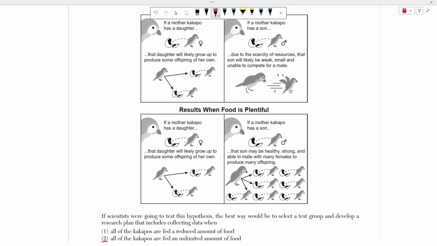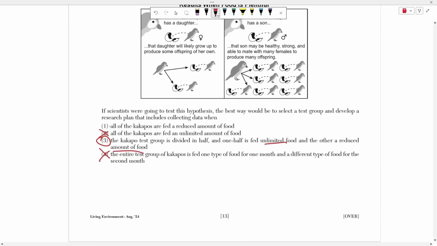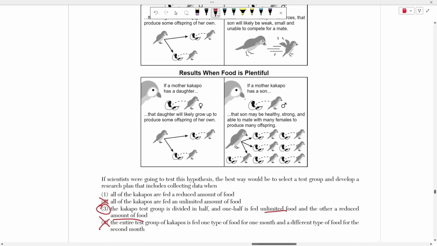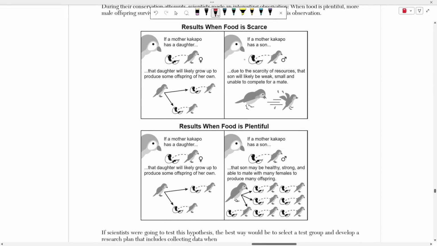And I want to draw conclusions from this. For the entire test group of the kakapos is fed one type of food for a month and a different type of food for the second month. It's not about the type of food, it's about the amount of food. 2, all of the kakapos are fed an unlimited amount of food. Again, that wouldn't prove anything because if I keep feeding them plentiful food, I'm not going to be able to make any assumptions about when the food is scarce.